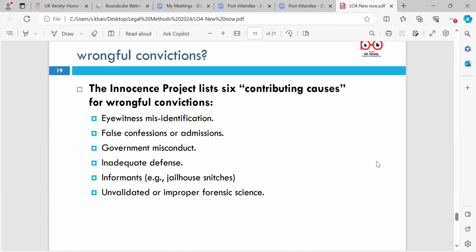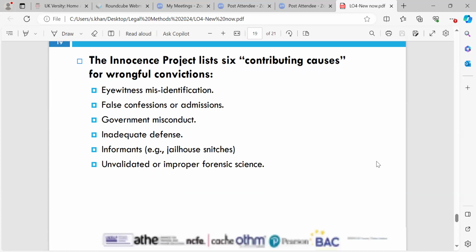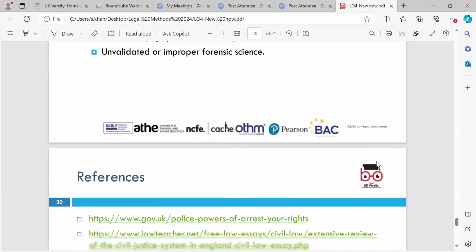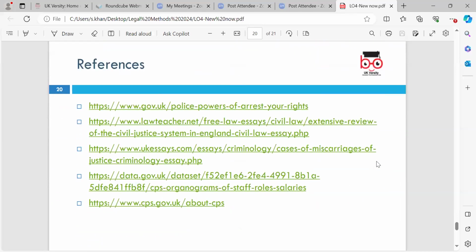which, since the late 1980s, DNA analysis has helped identify the guilty and exonerate the innocent nationwide. So there are different contributing causes for wrongful convictions. So today we've used a wide range of sources that you could look at.